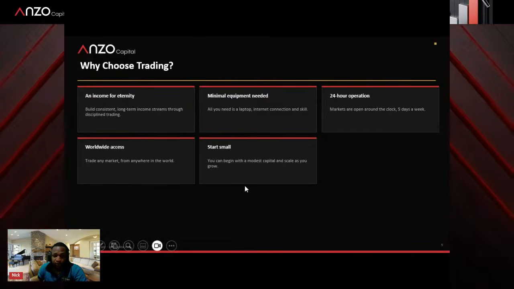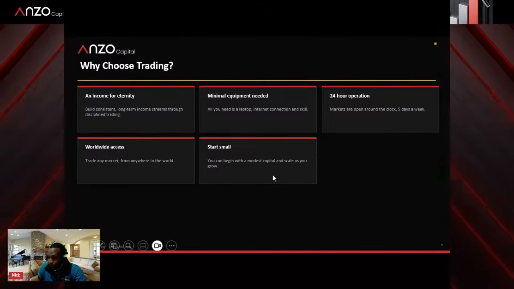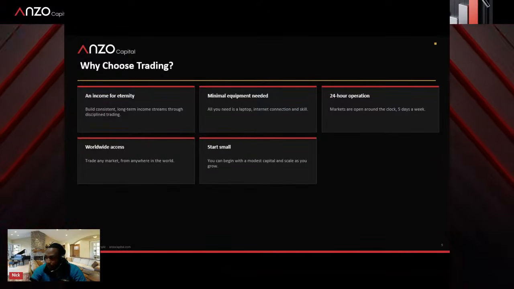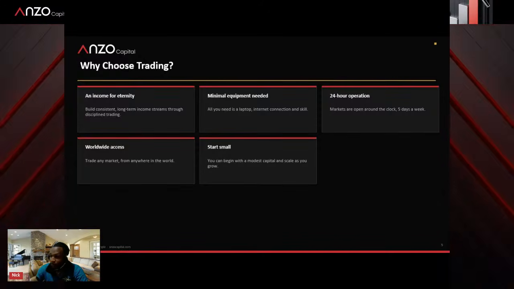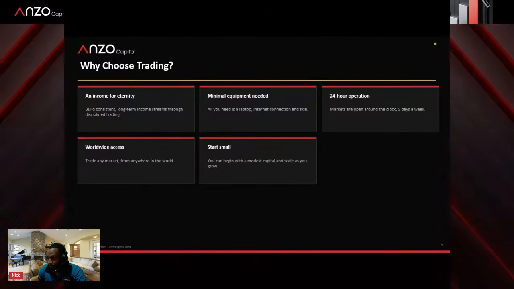And you can always start small. You can begin with a modest capital and scale as you grow. Slowly, slowly. You can do your $100 deposit and grow it slowly as you go up, observing very good risk management, of course. I am a student of risk management myself, so ask me about risk management.